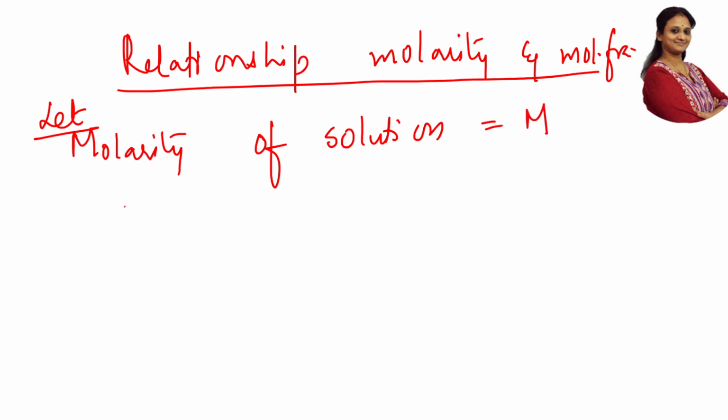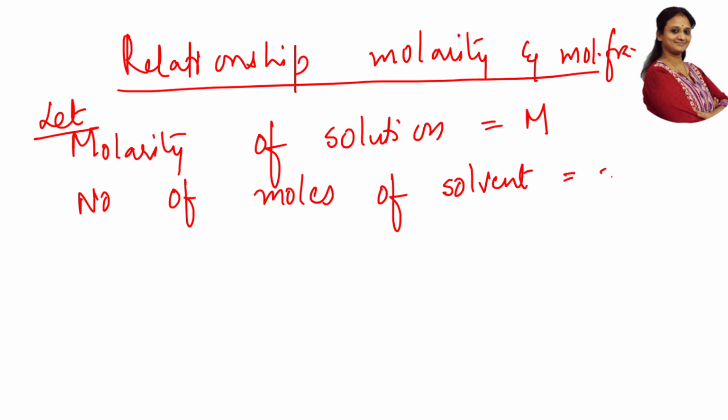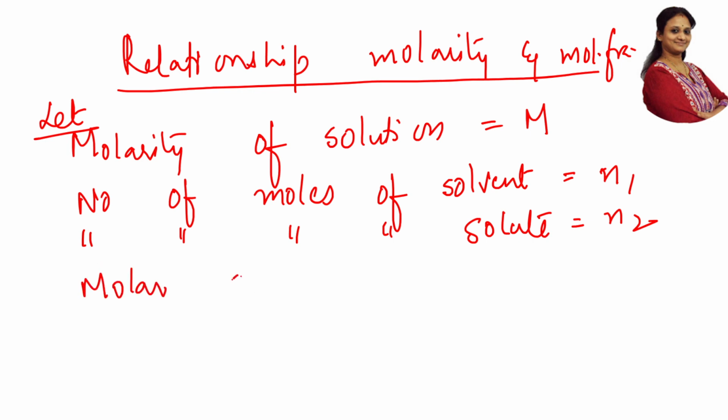Then number of moles of solvent. First, we will start with solvent. We already wrote what is number of moles of solvent. It is N1. Number of moles of solute. What is number of moles of solute? It is N2. Done. Now what to do? Moles done, molarity done. Yes, you're right. Molar mass. Then comes molar mass. Of which? Of solvent. How much is the molar mass of the solvent? How do you denote? M1.